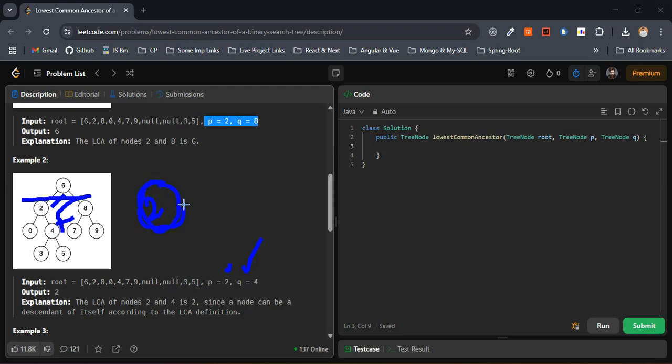Accordingly with the condition, a node can be a descendant of itself. They have given this in the question clearly. So the LCA of 4 and 2 is 2, because a node is a descendant of itself. According to the LCA definition, we have to consider 2 here as the lowest common ancestor. I hope this part is completely clear, man.